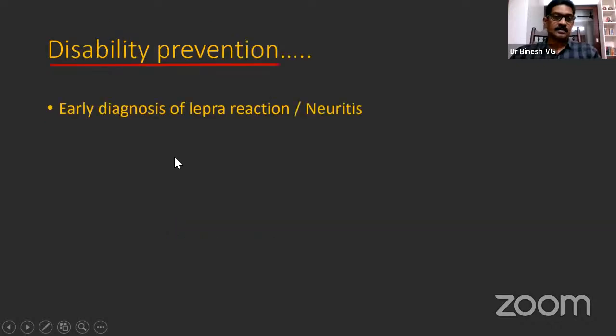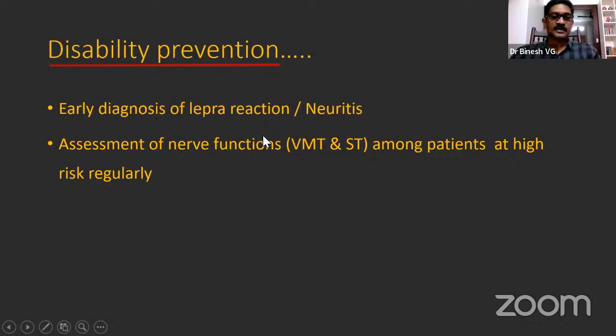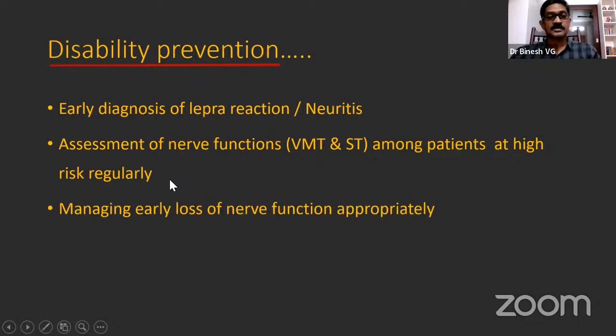And the early diagnosis of the reaction, and remember, assessment of the nerve function is important. Always do the sensory testing and voluntary muscle testing at the frequency, as I have already mentioned. And we have to manage. If there is neuritis, it's always better to start the patients on steroids. Remember, it should be started early. It is recommended that it should be an early loss, that means before 6 months. If it is more than 6 months or more than 1 year, the neuritis may become irreversible.